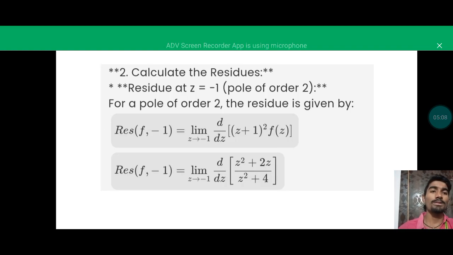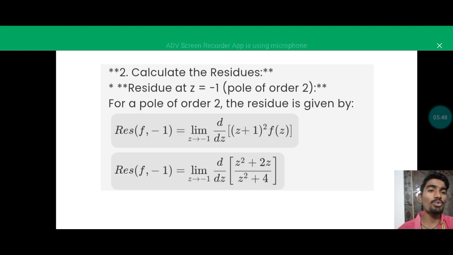We have found the poles, and now we calculate the residues. The poles are z equals minus 1 and z equals plus or minus 2i. We will find the residues at both poles. The residue formula: the residue of f at minus 1 equals the limit. This is the formula we use to find the residue.